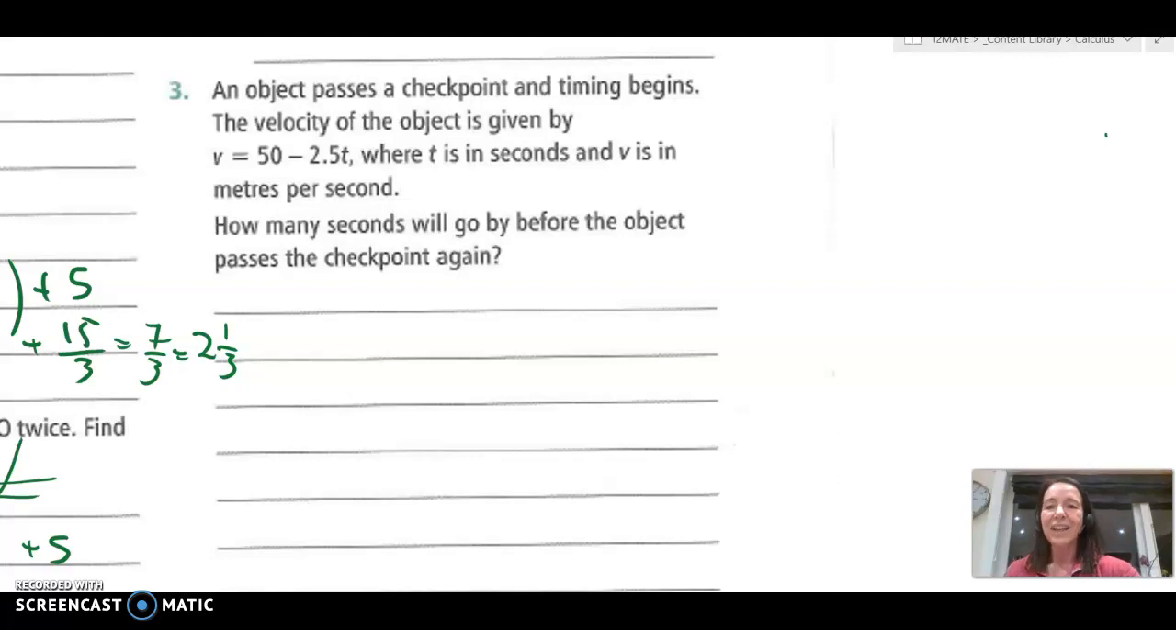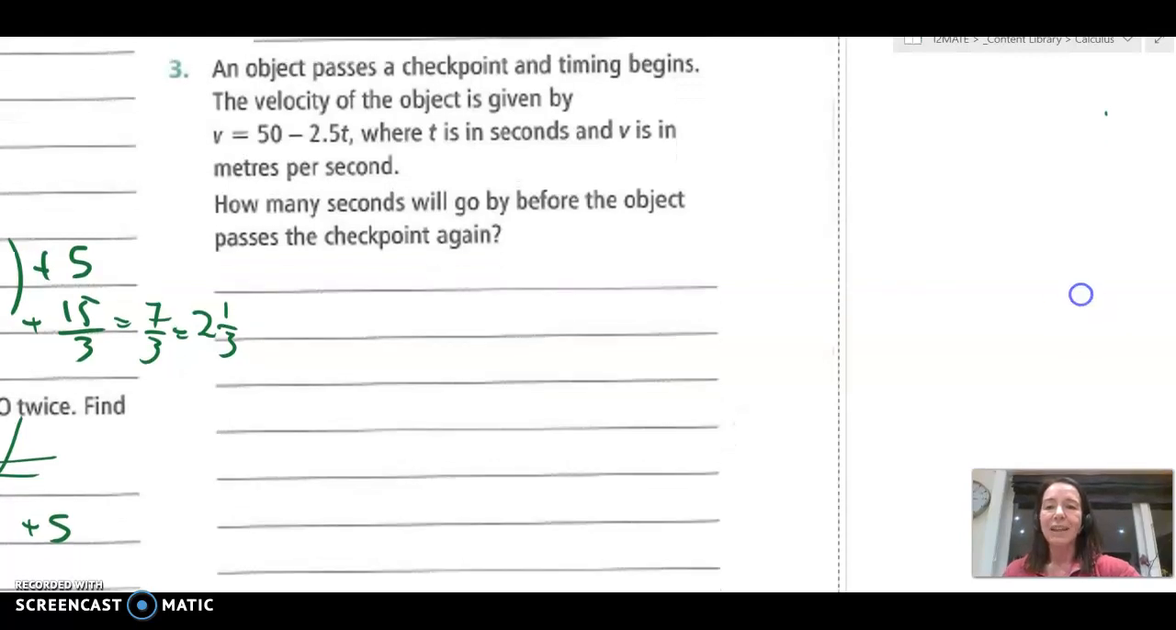Okay, question 3. An object passes a checkpoint and timing begins. The velocity of the object is given by v equals 50 minus 2.5t, where t is in seconds and v is in meters per second. How many seconds will go by before the object passes the checkpoint again?